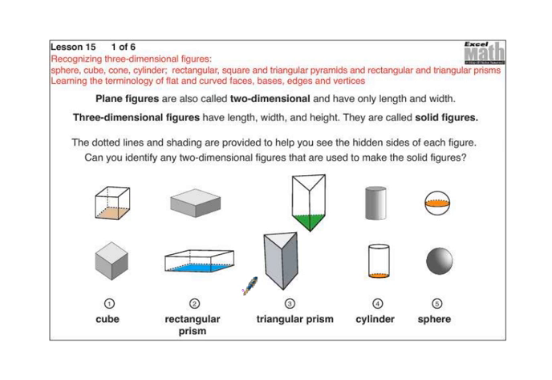Here we go with 6th grade Excel, lesson number 15. We're going to look at three-dimensional figures today, several different kinds of those, and learning the terminology of a flat and curved face, bases, edges, and vertices. This should be review for you, but there might be some new stuff in here, so pay close attention.